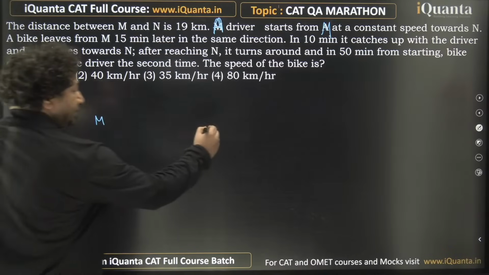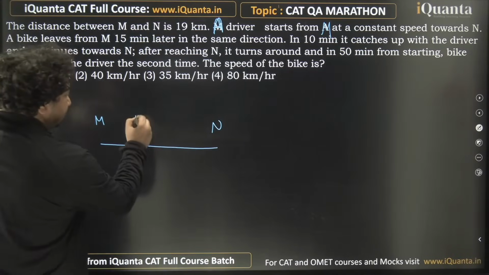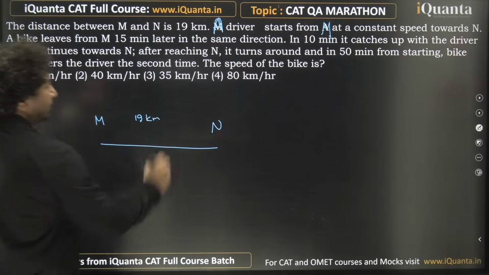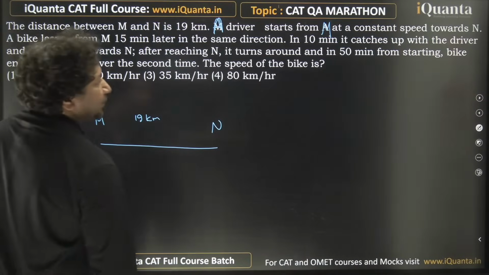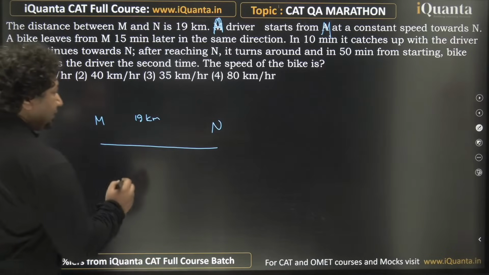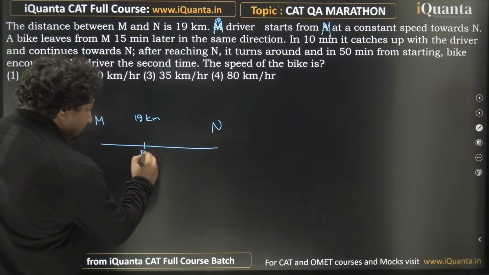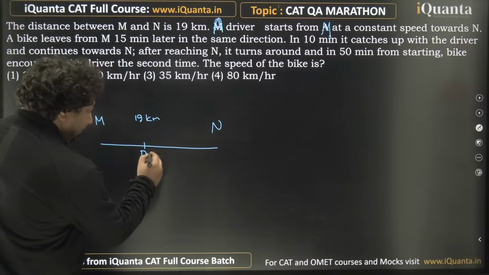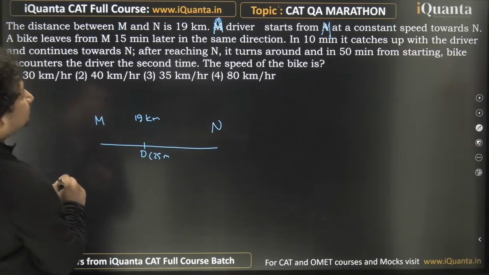Point is M and this point is N. This distance is given as 19 kilometers. So the driver starts from M and goes towards N. A bike leaves from, okay, so see. Let the driver be here, driver D. This is in how much time?